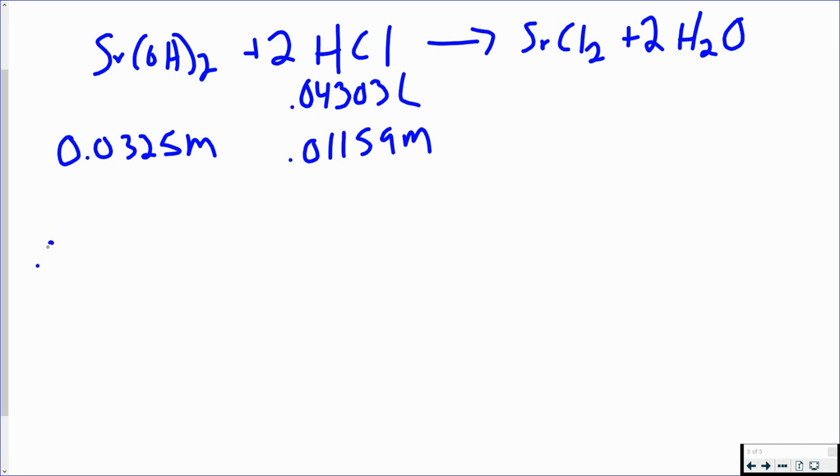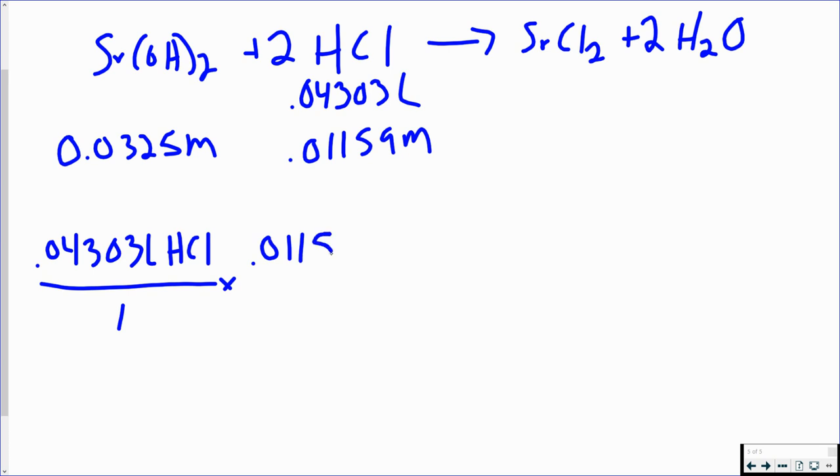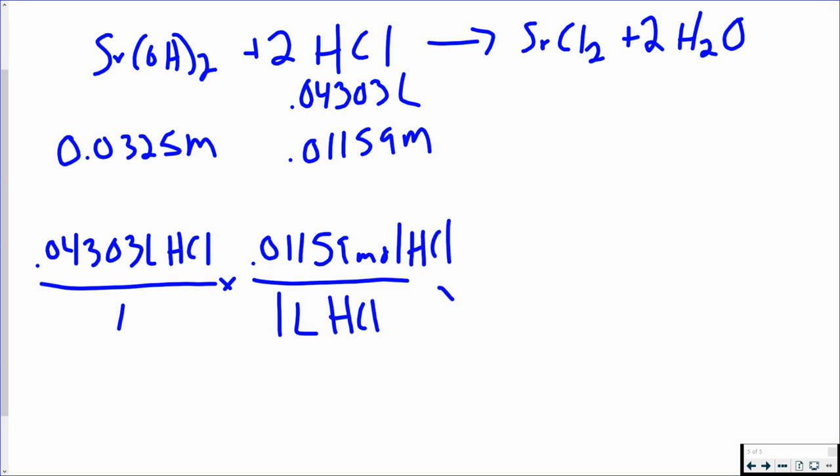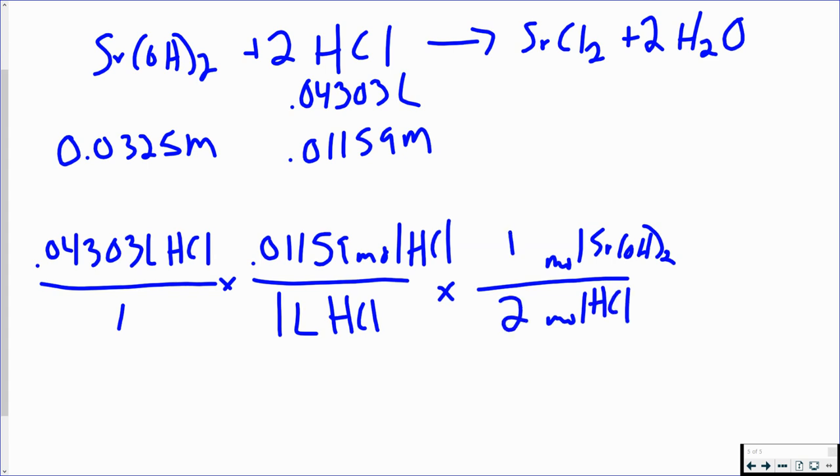So we're going to start out with the 0.04303 liters of HCl over 1. We're going to multiply that by its molarity, which is really just moles over liters. And this is, again, of HCl. Then we're going to multiply by our molar ratio. We're going to go to strontium hydroxide from HCl. So a 2 on the bottom, a 1 up top.